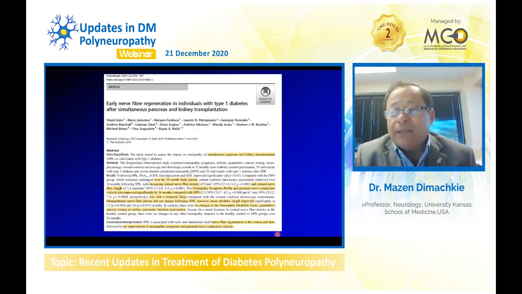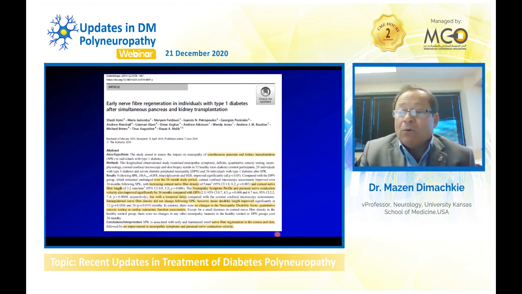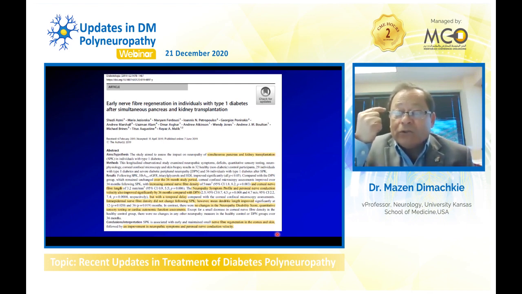Now, this is something that we already know we can do. We've known for a while that kidney-pancreas transplant can be done in people with type 1 diabetes. And this is data looking at what happens three years out after a transplant. They looked at different things, measures of pain and impairment, skin fiber density, but also corneal confocal microscopy. By that method, they can identify and measure the number of nerve twigs in the cornea. So let's see what they found out.